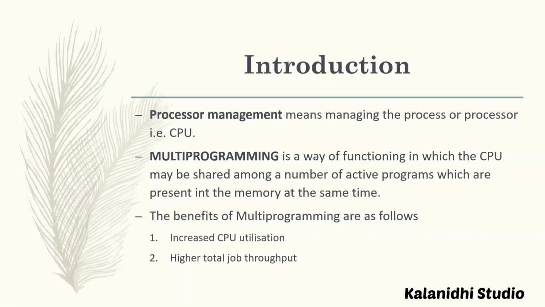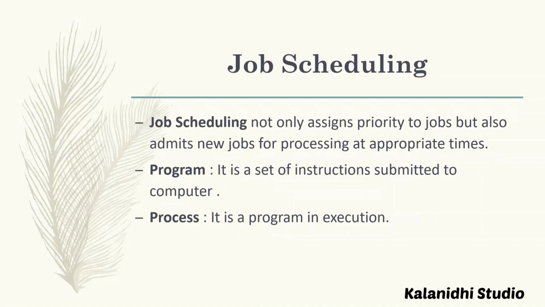The benefits of multiprogramming are as follows: first, increased CPU utilization, and second, higher total job throughput. Throughput is an important measure of system performance. It is calculated as the total number of jobs completed upon the total time taken to complete the jobs. Another important factor that influences throughput is the priority assigned to different jobs, that is, job scheduling. Job scheduling not only assigns priority to jobs but also admits new jobs for processing at appropriate times.